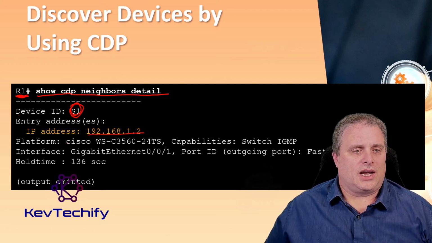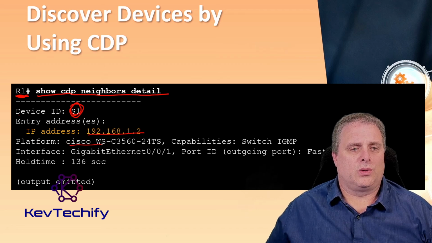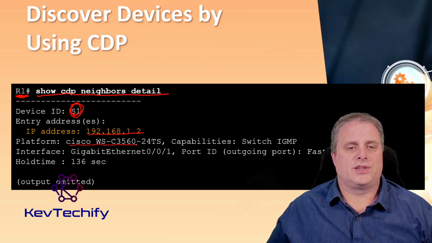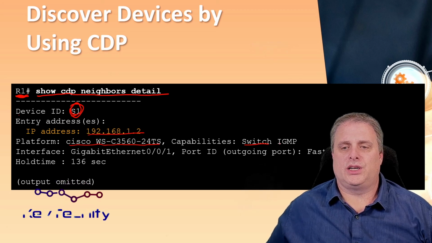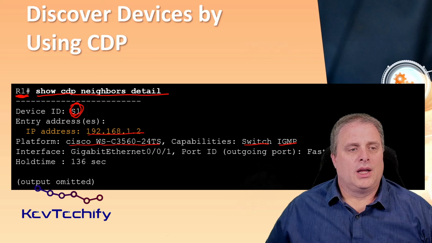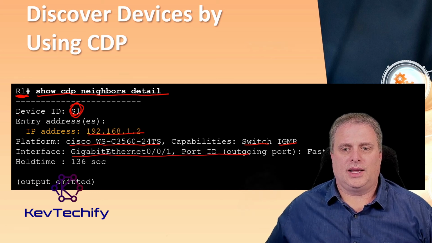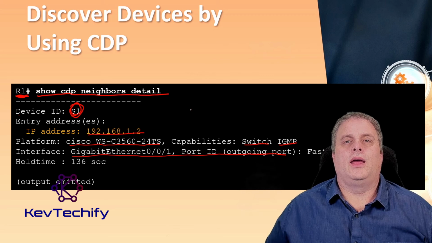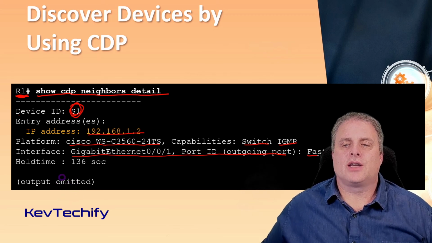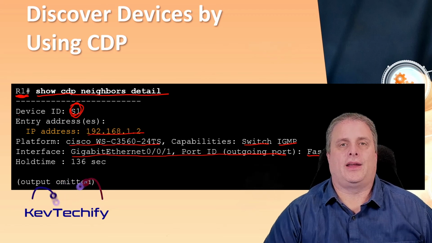Once again, the far side, the switch, is a Cisco workgroup switch 3560-24TS. It has the capabilities of a switch and it's using IGMP. The interface we are connected with on our end here is Gigabit Ethernet 0/1. And that is our outgoing port. And then the port on the switch is Fast Ethernet 0/5.